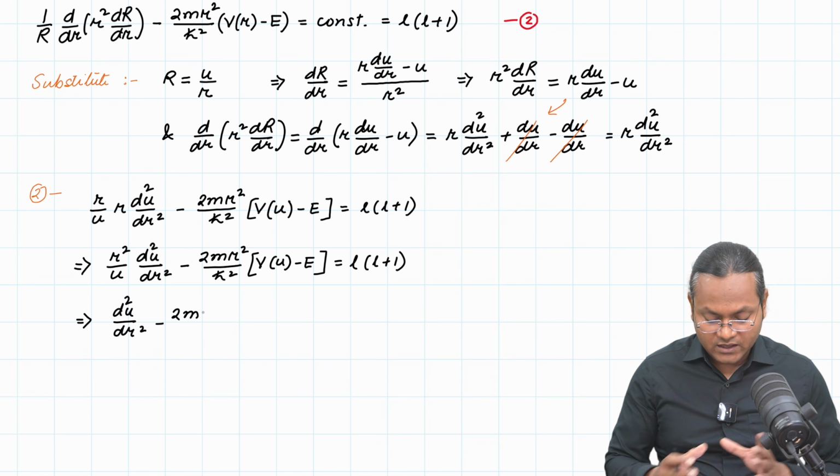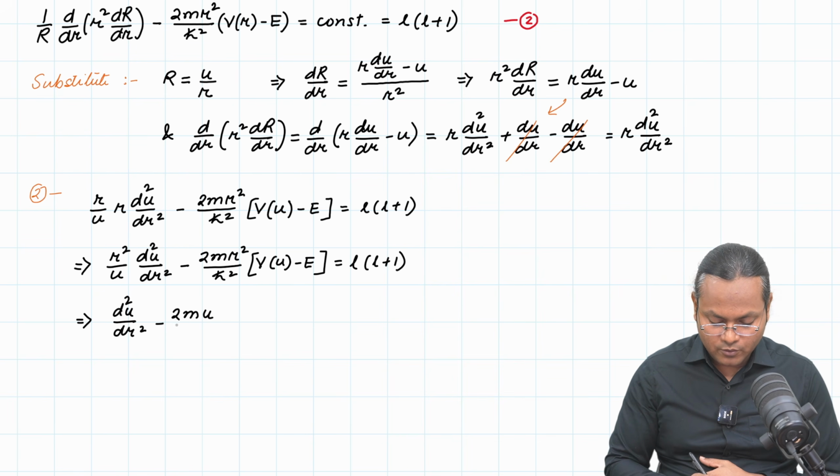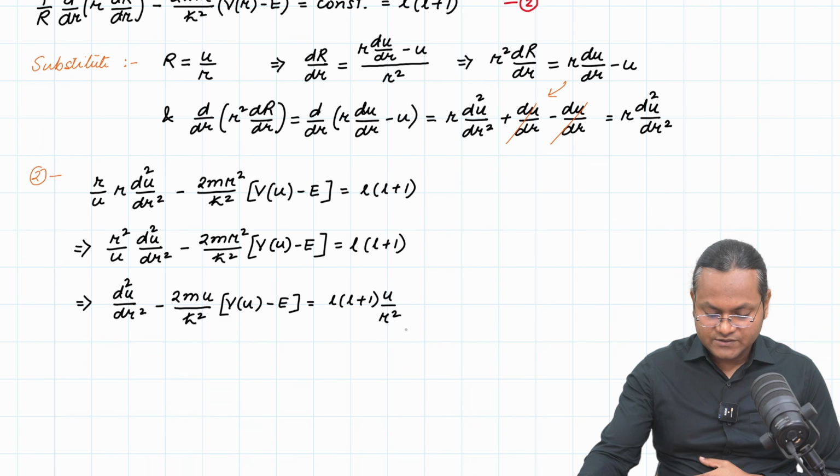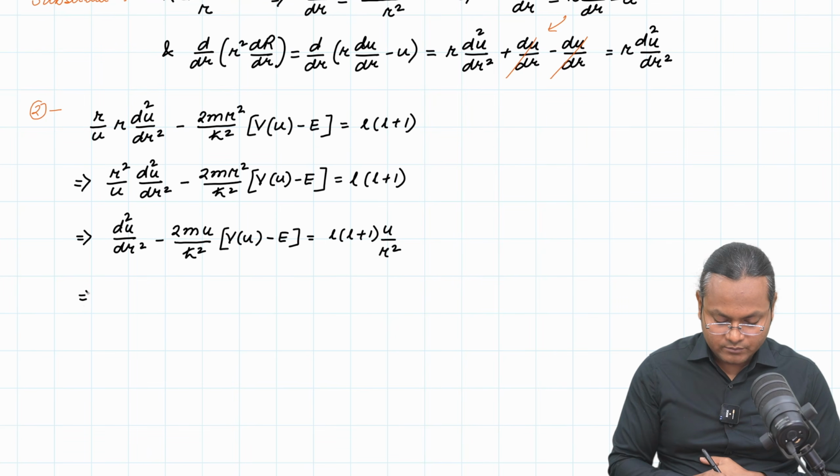If I am taking r square upon u to the right-hand side, I will have 2μ upon ħ² (V of u minus E) equals (L plus 1) u upon r square. Also, let's rewrite these constants. Minus 2m upon ħ², I'll multiply so that I'll have minus ħ² upon 2m.